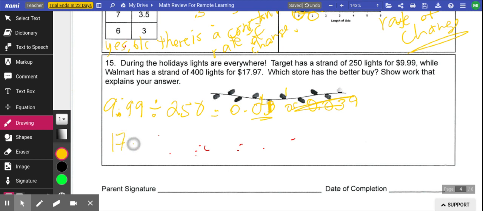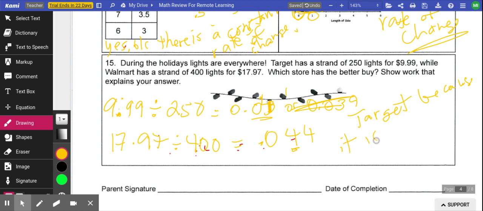So then we do the same thing here. We take the dollar amount first, $17.97, and we divide by the 400 lights. And when we do $17.97 divided by 400, that equals 0.044. Okay, again, guys, realistically, they're kind of the same. But we'll say Target because it is less money. But again, guys, I think for that one, really, they are the same price.